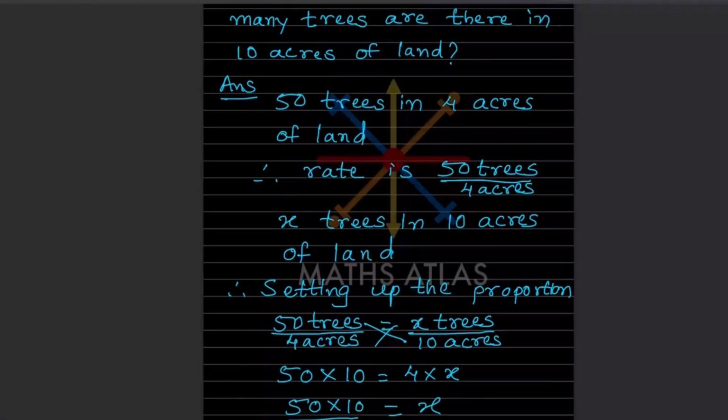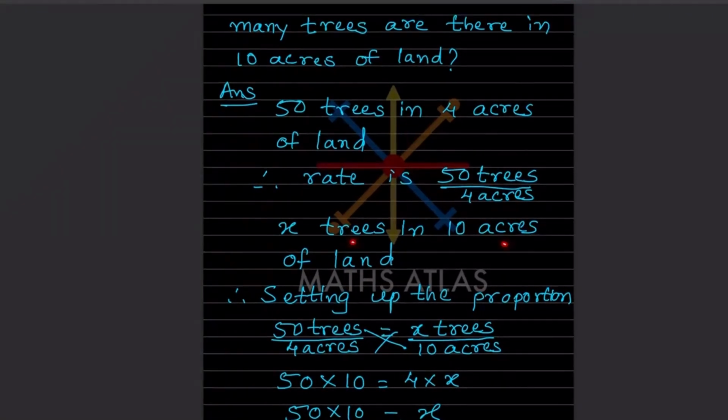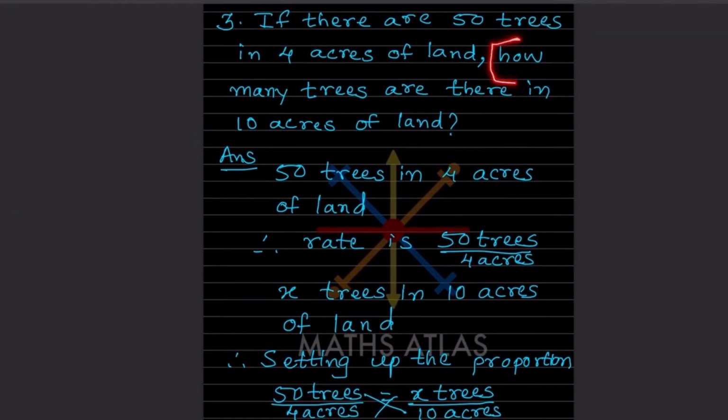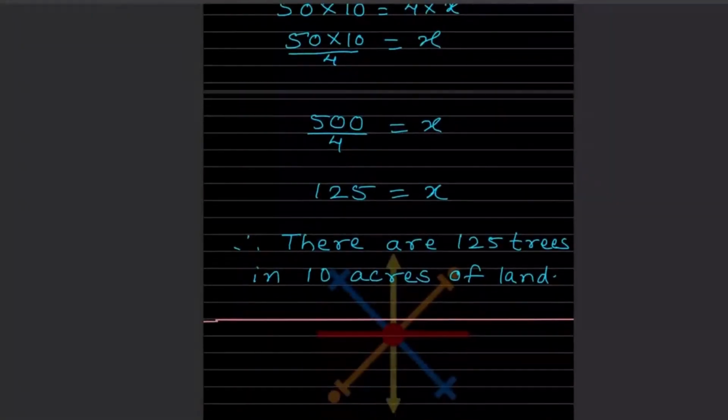So what is x that we have considered here? That is the trees in 10 acres of land, and that is what they have asked. So now what will you say? There are 125 trees in 10 acres of land.